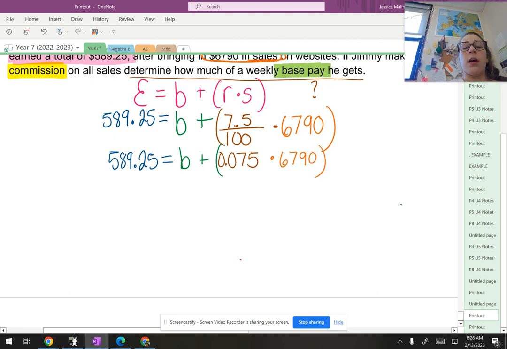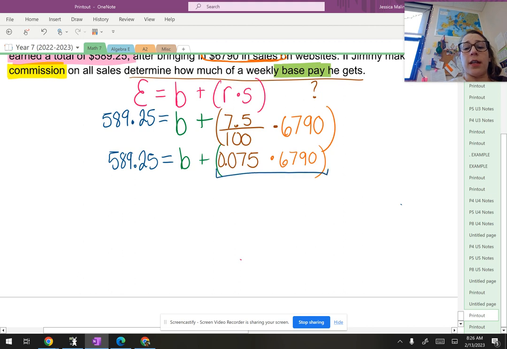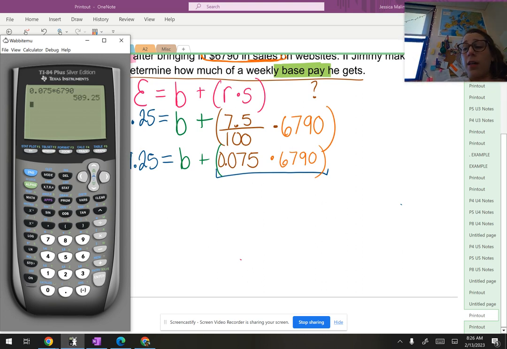Next, continuing with GEMS inside of those parentheses, we're going to look at that multiplication. And this is where you definitely want to be jumping to a calculator if you haven't already.